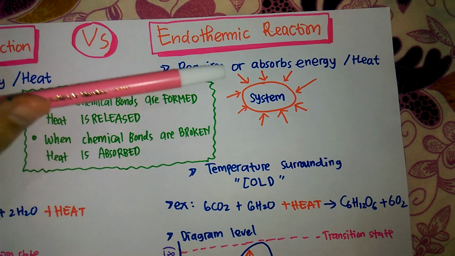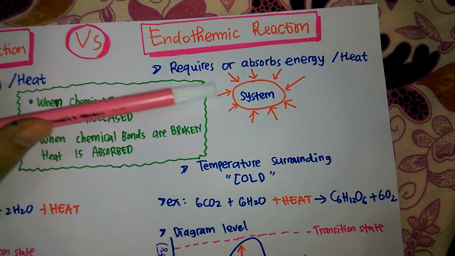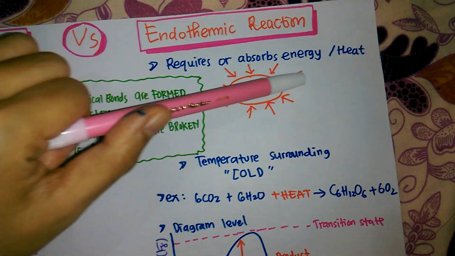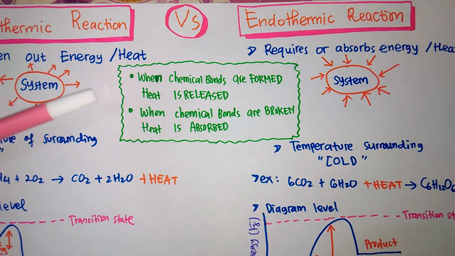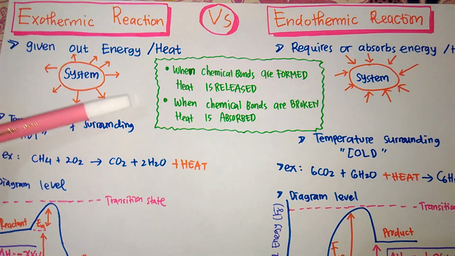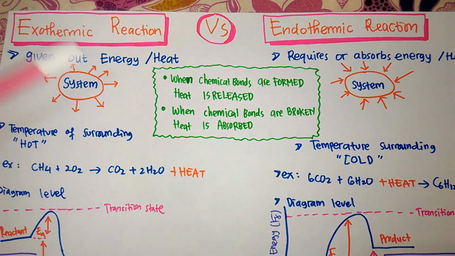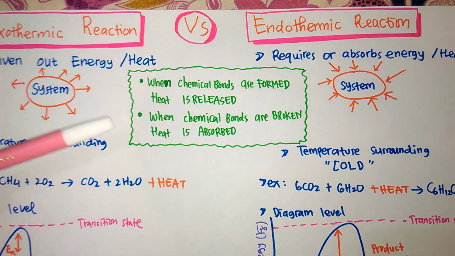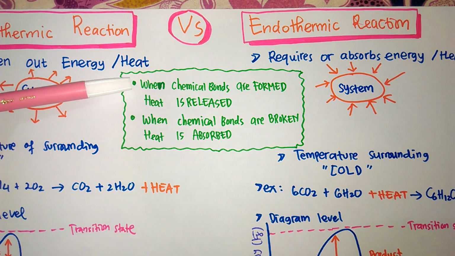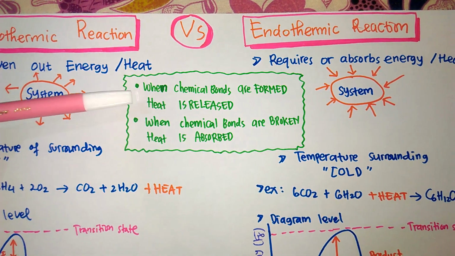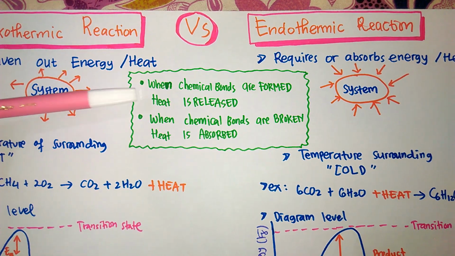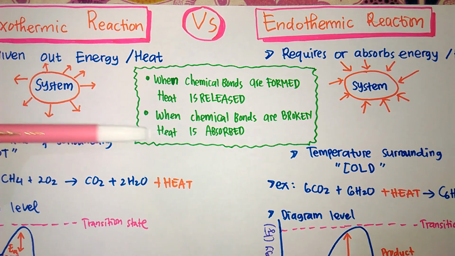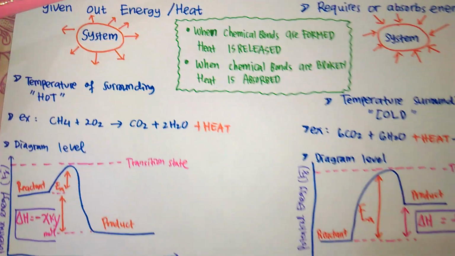Next, in an endothermic reaction, the system will absorb energy from the surrounding. So if you have any questions, how come the system and surrounding will release or give out energy or absorb energy? Yeah, this is the idea. When chemical bonds are formed, heat will be released. But when chemical bonds are broken, heat will be absorbed. So that happens in a chemical reaction.